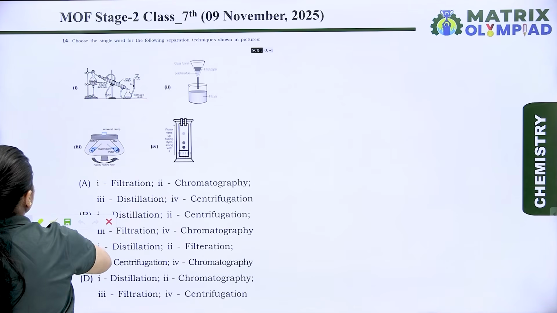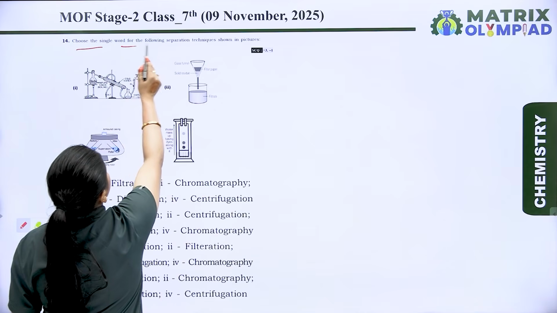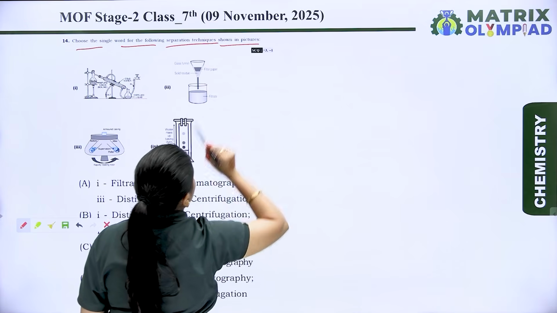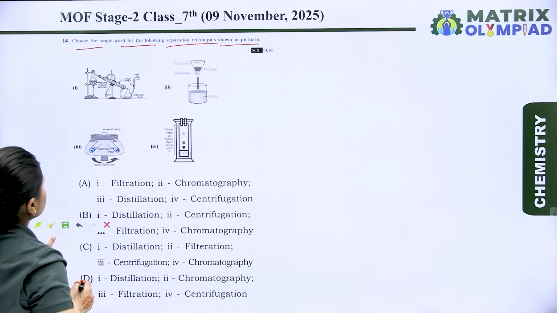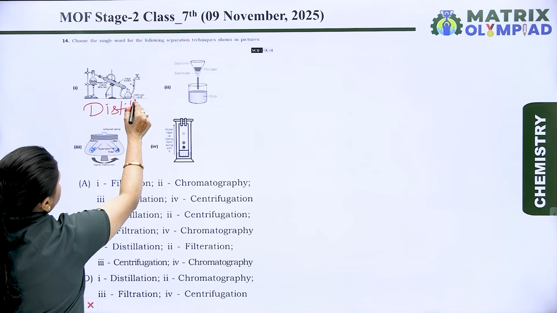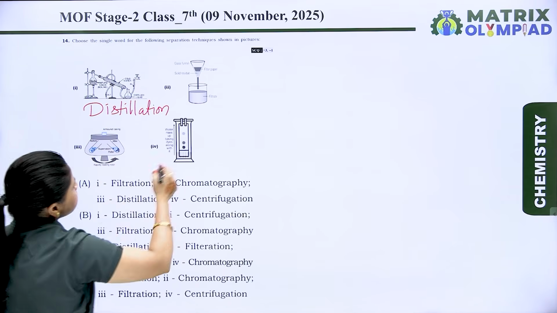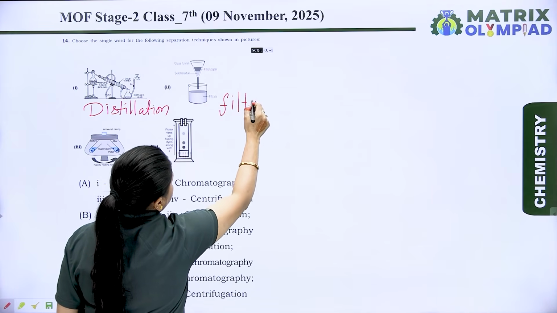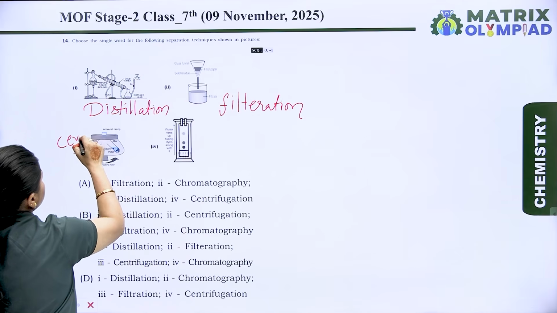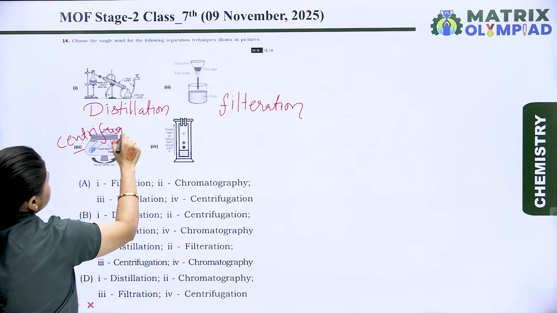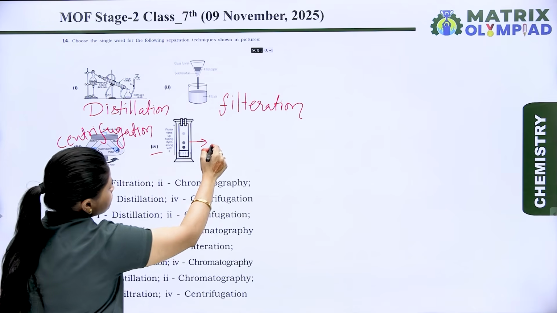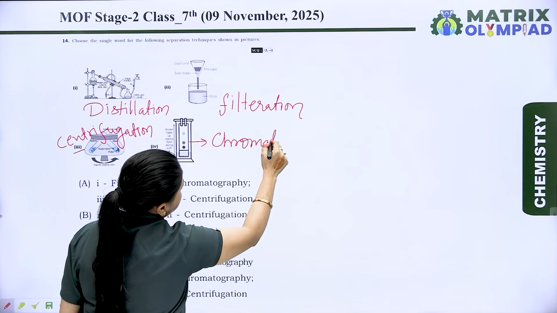The next question is, choose the single word for the following separation techniques shown in pictures. Yes, the first picture is showing distillation. The next is showing filtration. And this is centrifugation. And the last, the fourth one, is for chromatography.